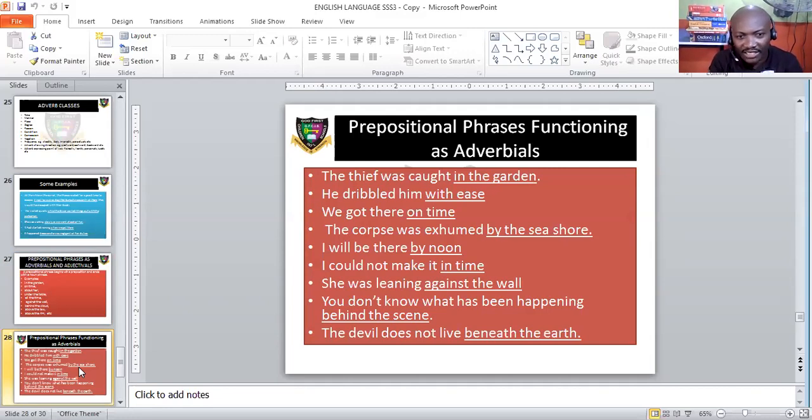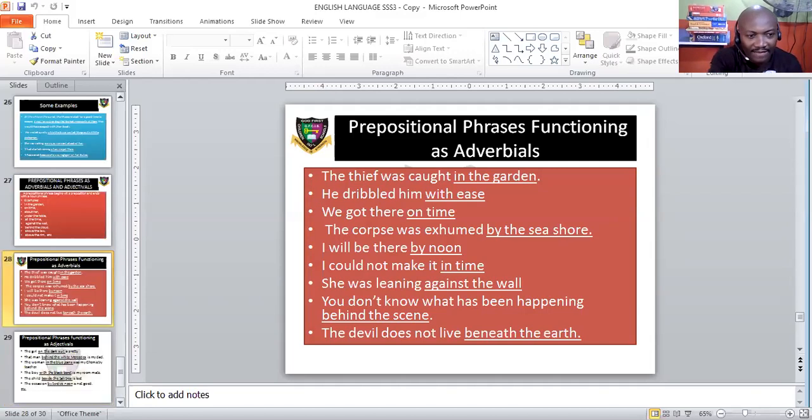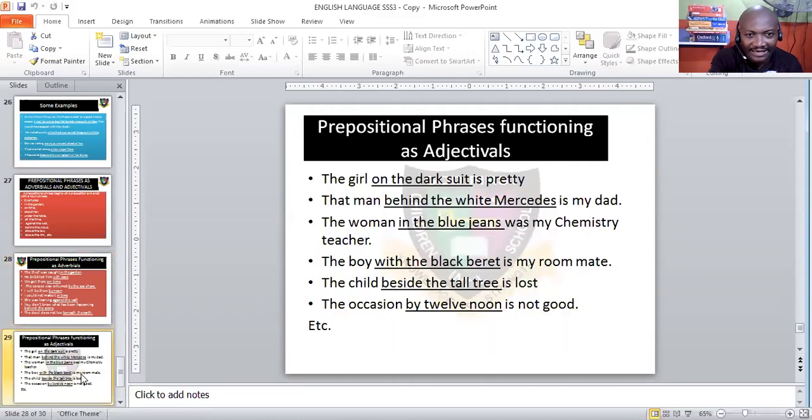Look at the last example there. You don't know what has been happening behind the scene. Behind the scene is also adverb of place. There's no verb, so it becomes an adverbial phrase of place, modifying the verbal group has been happening. Has is a normalized verb. Been is a primary auxiliary verb. Happening is a lexical verb. You don't leave anyone behind. You take them together like that.